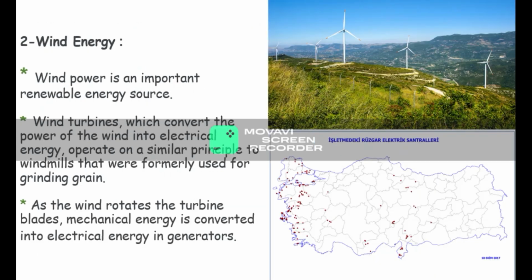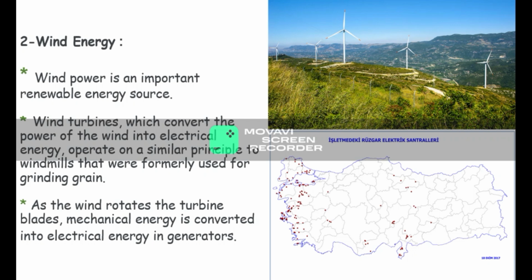Well, the second energy source we have is wind energy. Wind power is an important renewable energy source. Wind turbines, which convert the power of the wind into electrical energy, operate on a similar principle to windmills that were formerly used for grinding grain. As the wind rotates the turbine blades, mechanical energy is converted into electrical energy in generators. At the left, we can see the fields of wind turbines generating energy for human use.